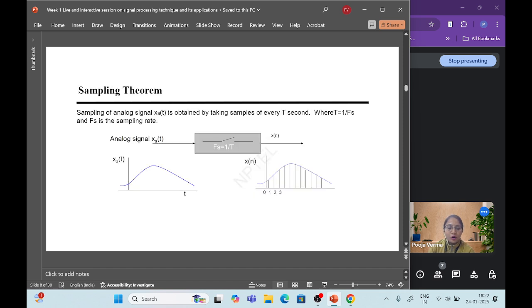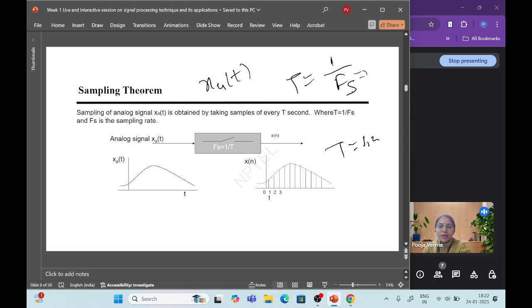So for sampling we have to use the sampling theorem. Sampling of an analog signal: any signal x of t is obtained by taking samples at every T seconds, so for every T second, T is 1, 2, 3, and T is 1 by fs, where fs is the sampling frequency, or you can say the sampling rate.